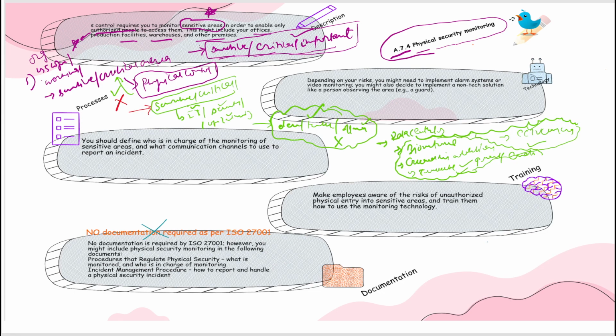Now, when I say IT, information security and admin, it is also very important to define what controls you have. IT people can access this data center as and when needed for operating this environment. Security people can also access, but maybe not directly.